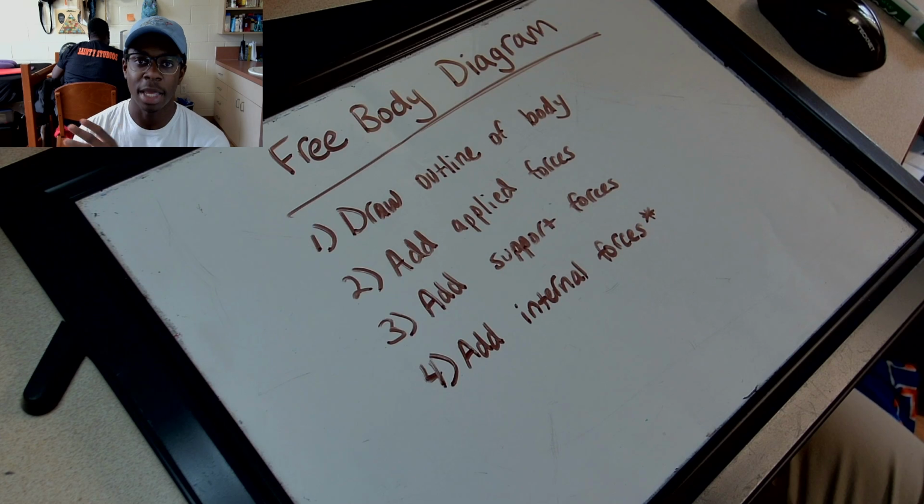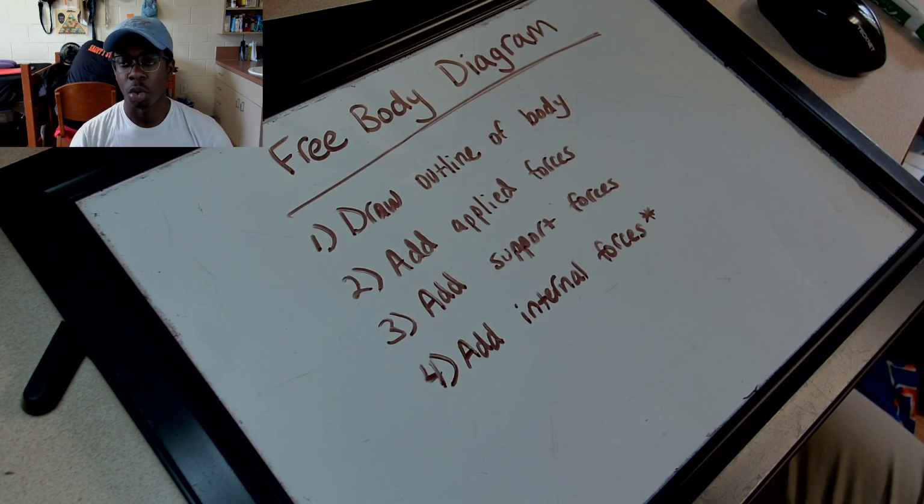Then we want to add any applied forces that we know of. Then, if there were supports attached, we want to replace the supports with the forces that those supports apply. I'll show you an example so that makes more sense, but basically, no supports are going to be attached to our free body, just forces.